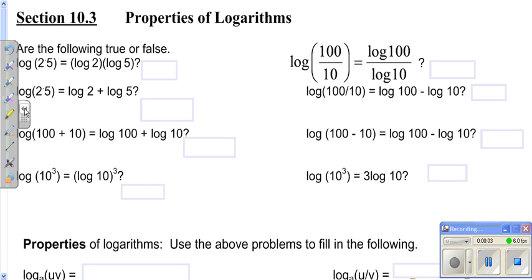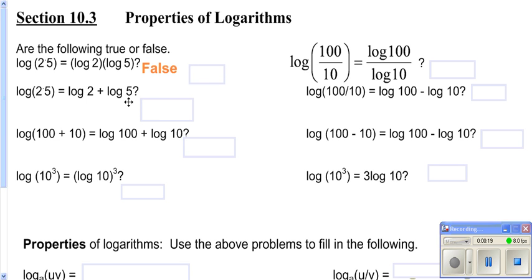What I want you to do right now is to go ahead and take these 4 on the left side and the 4 over here on the right side, type them into the calculator to see which ones are right or wrong. Well, when you do that, you'll realize that the first one is not true.